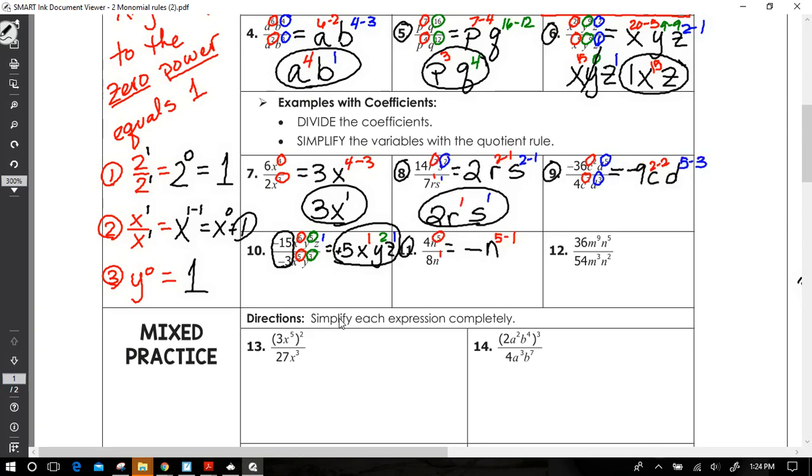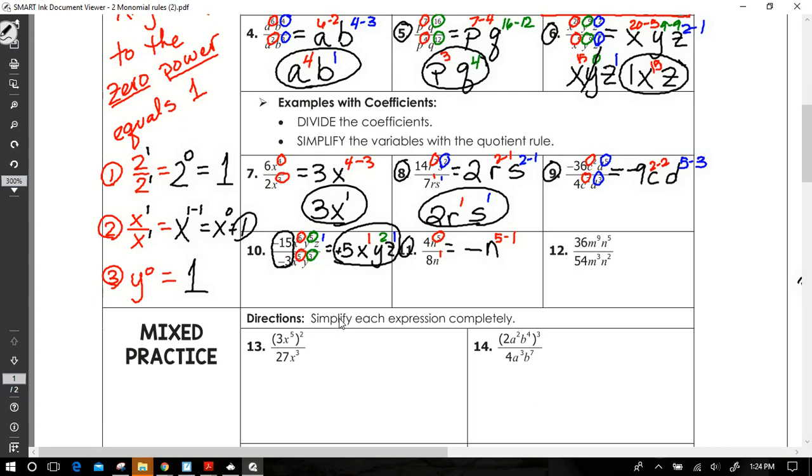All right, welcome back. I completed number 8 from start to finish, and I did show my work. 2 minus 1 for the R, and then 2 minus 1 for the S as well. And then 14 divided by 7 gave me 2. So that's my final answer there.